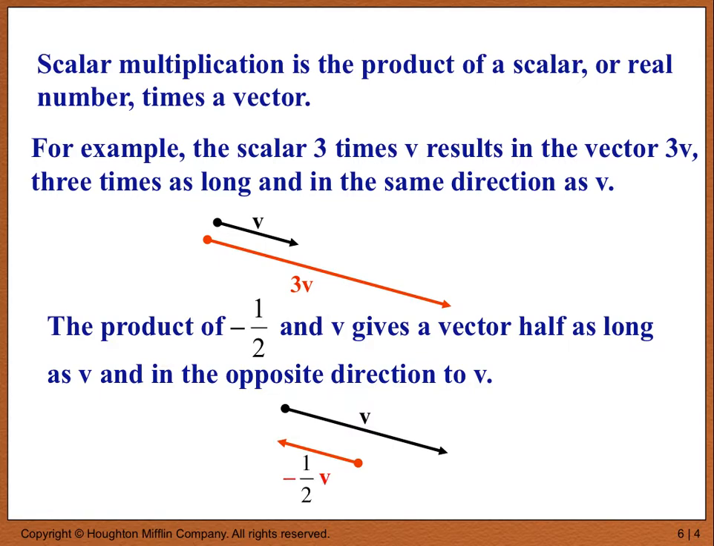You can see that it's going in exactly the opposite direction, and that its magnitude is 1/2 of v. All right, so that's how negatives work with vectors. They just reverse the direction.